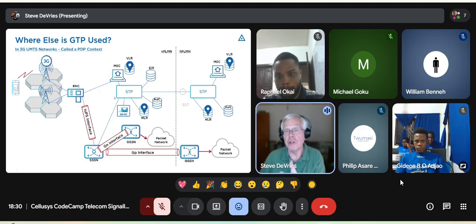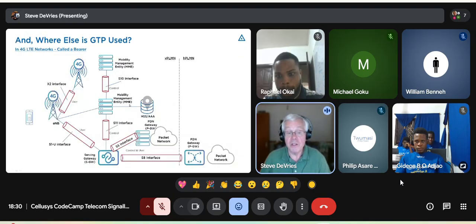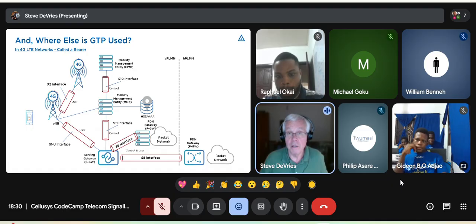By the time you got to 4G though, it was all data. And everything is handled on these tunnels in 4G. 4G builds a tunnel between cell towers. 4G builds a tunnel between the cell tower and the serving gateway. It builds a tunnel here. This tunnel right here, S8, and this tunnel are user data.